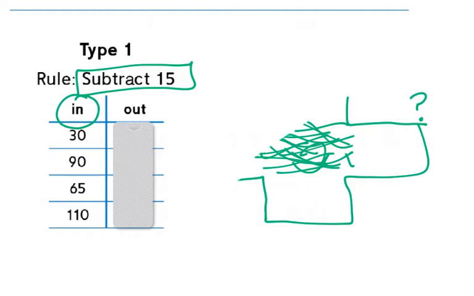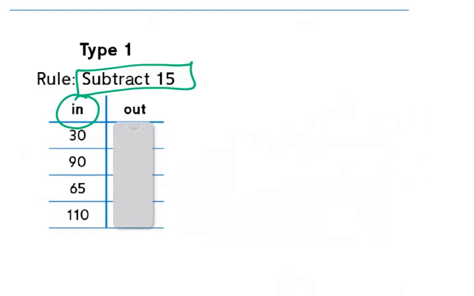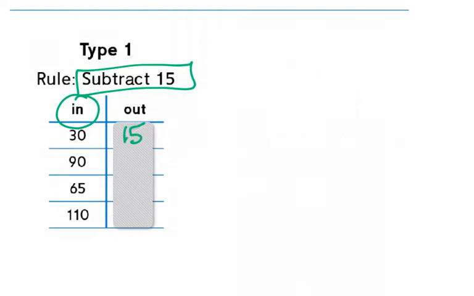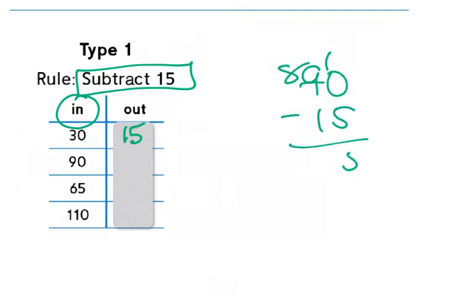I actually will demonstrate this if I were in person, but unfortunately I cannot do that. So we're going to look at 30. For each number that we have, we're going to subtract 15. So if I subtract 15 from 30, out comes 15. For 90, if I subtract 15, out comes 75.